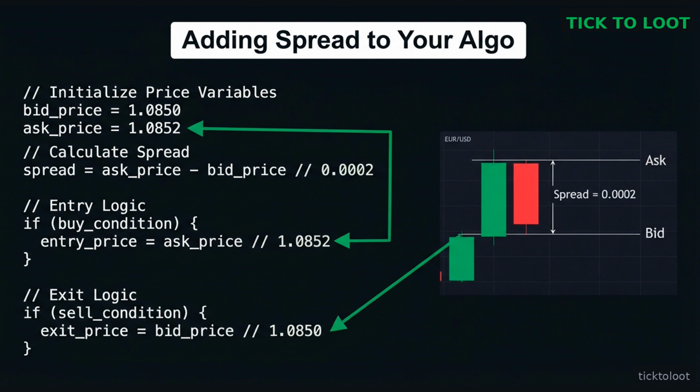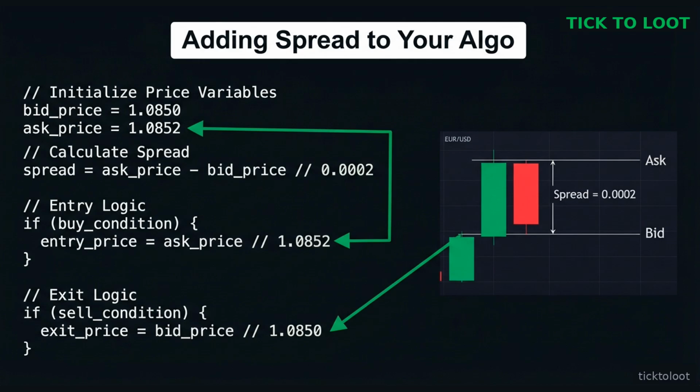Now, when you decide to open a long, buy, position, you will actually pay the ask price, so your entry_price should be set to ask_price. Conversely, for a short, sell, position, you will receive the bid price, so exit_price becomes bid_price. By explicitly using these prices instead of a generic close price, your profit calculation automatically includes the spread.